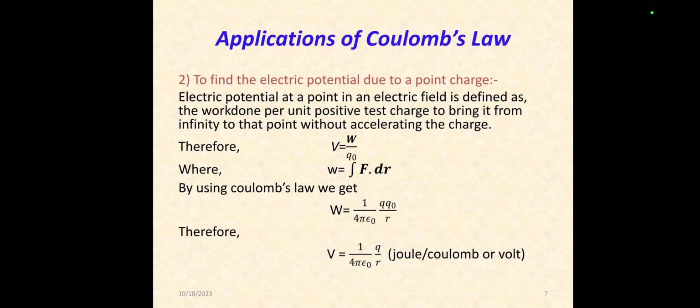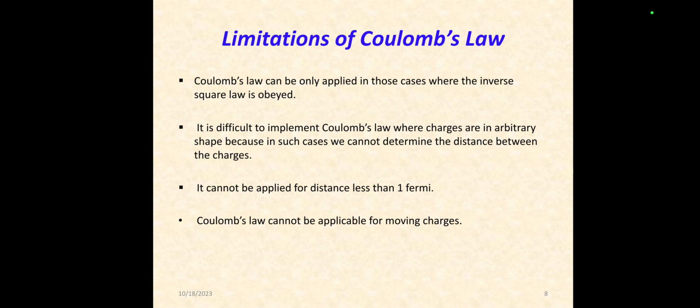So by using Coulomb's law, we get W is equal to 1 upon 4 pi epsilon naught Q into Q naught upon R. So replacing the value of W in V, V is equal to 1 upon 4 pi epsilon naught into Q upon R. Again here Q naught in the numerator and denominator cancels, and we get the final value V is equal to 1 upon 4 pi epsilon naught Q upon R, joule per coulomb or volt.